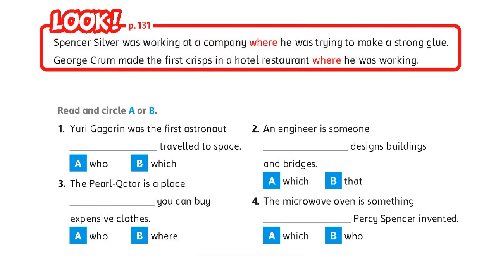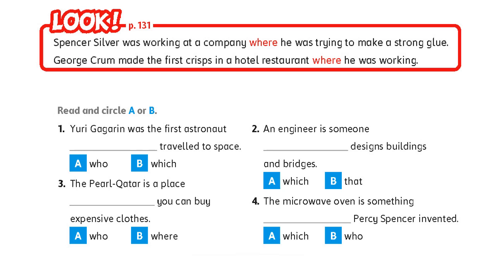Another look box. This time it's about the relative pronoun where. Where refers to places. Like you say, Spencer Silver was working at a company. Company is a place. So we say a company where he was trying to make a strong glue. George Crum made the first chips or crisps in a hotel restaurant. Again, restaurant is a place. So we say restaurant where he was working.